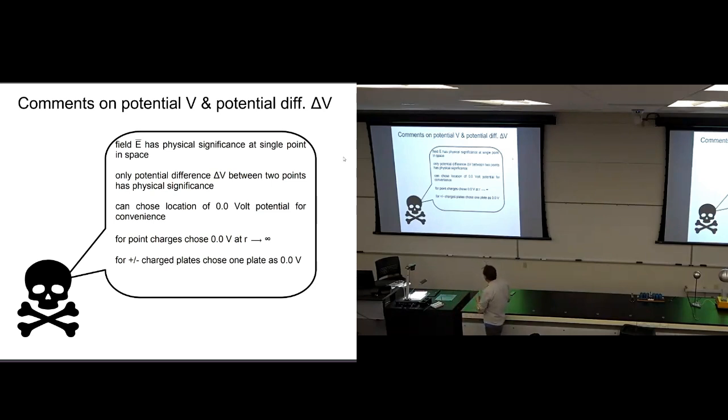So this is a warning about that, because I think it's a little bit of abstraction. It's a little bit of, well, uncertainty, right? Because you can pick where you want 0 volts. And whenever there's uncertainty in a physics class, that's often not a good thing. But here you literally do have that freedom to pick where 0 volts is.